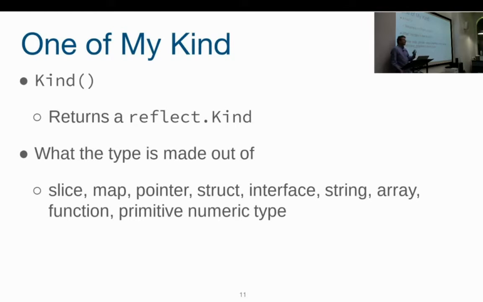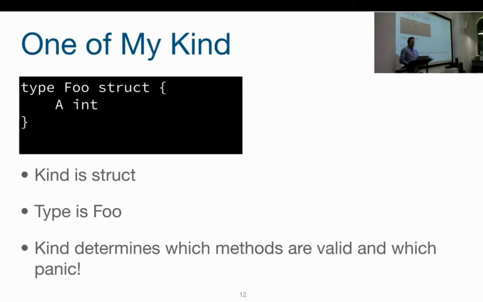Next method, this method is actually incredibly useful, is Kind. So this returns a value of type reflect.Kind. And reflect.Kind is a constant that says what the type is made out of, what the storage behind it is. A slice, a map, a pointer, a struct, an interface, a string, array, a function, an int, or other primitive types. And the difference between the kind and the type can be tricky to understand, but think of it this way. If you define a struct named Foo, the kind is struct, the type is Foo.